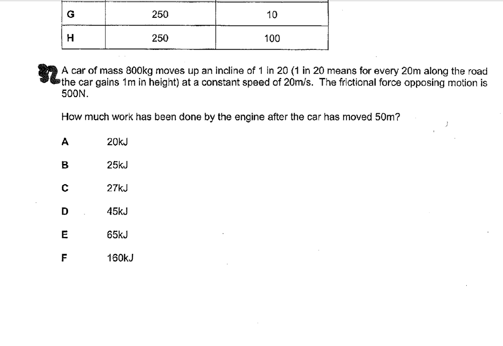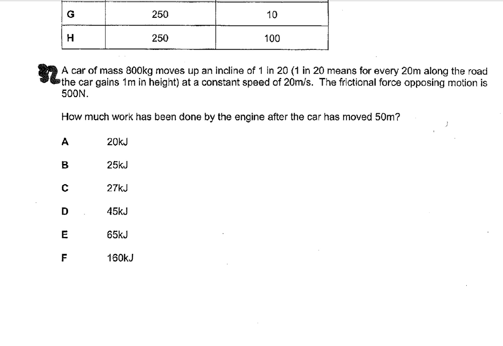Oh, this just looks like a bit of a, so it's quite simple. It's just mgh for the change in gravitational potential energy, but also it's doing work against friction, which is force times distance moved in the direction of the force. And the key thing here is that the height it moves through, which tells you the work done against gravity, and the distance it moves pushing against friction are different.